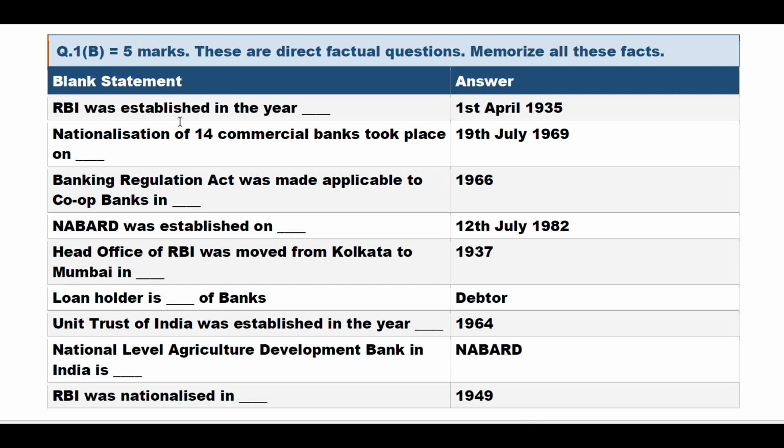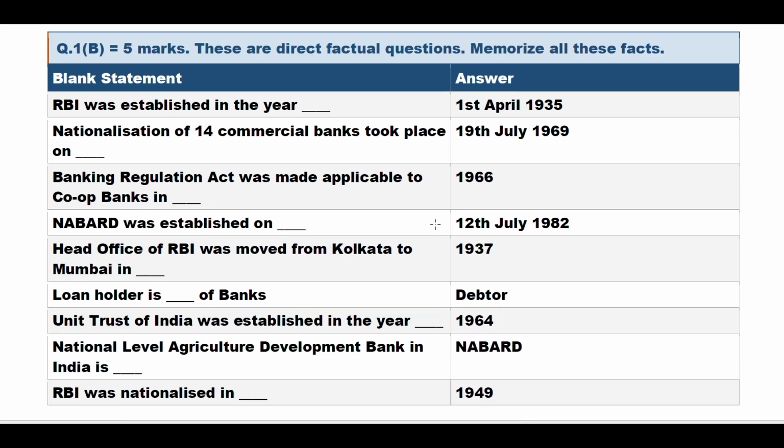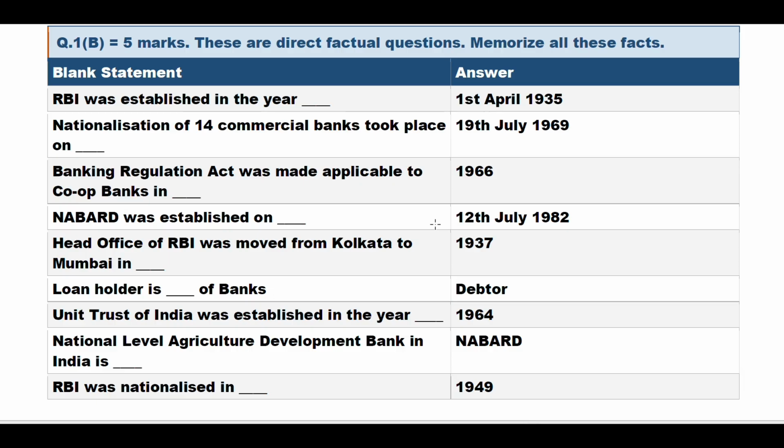Number 1, RBI was established on 1st April 1935. Nationalization of foreign commercial banks took place on 19 July 1969. The Banking Regulation Act was made applicable to cooperative banks in 1966. NABARD was established on 12th July 1982. Here, do not get confused between dates and years. If a date is asked, mention the date. If a year is asked, mention the year.